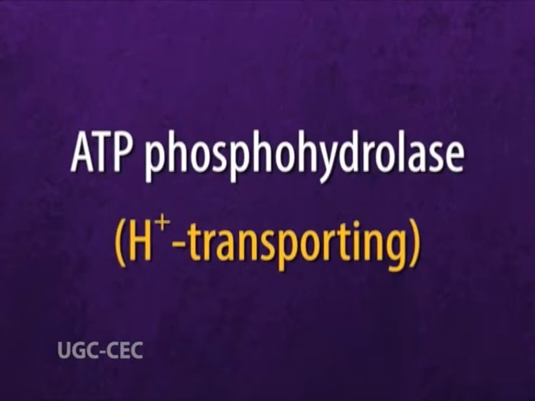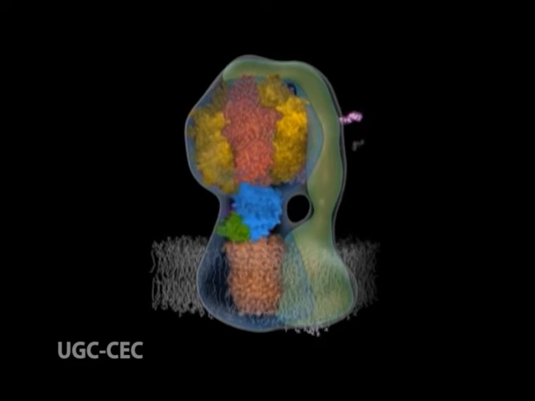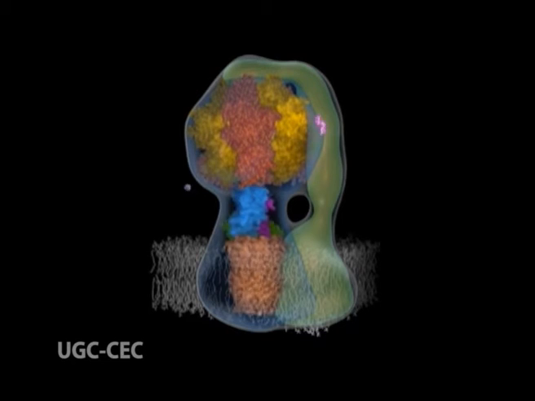According to the IUBMB, International Union of Biochemistry and Molecular Biology, enzyme nomenclature, the enzyme is called ATP phosphohydrolase, H+ transporting. However, the name ATP synthase reflects the primary function of the enzyme more clearly and nowadays is most widespread. ATP synthase is a large mushroom-shaped asymmetric protein complex.